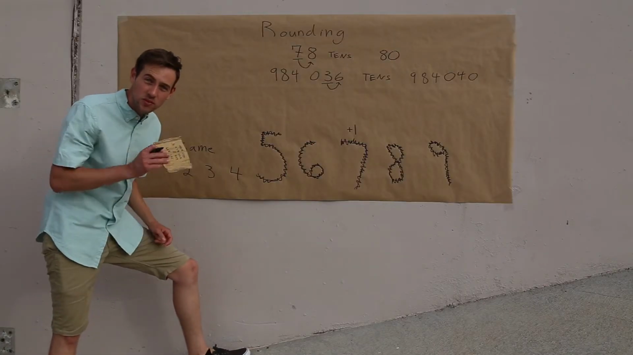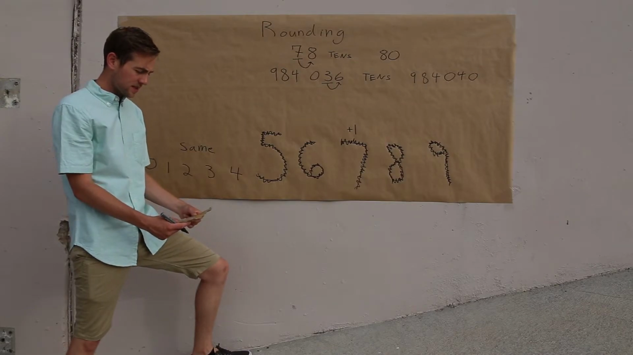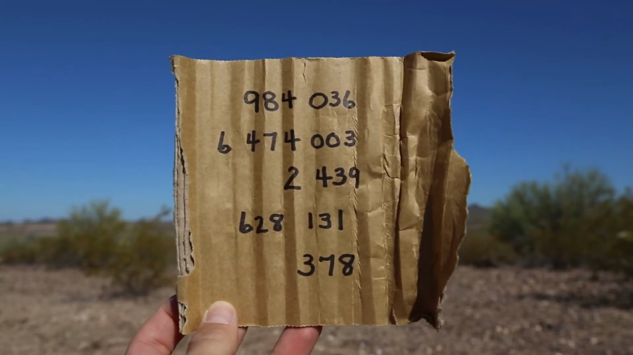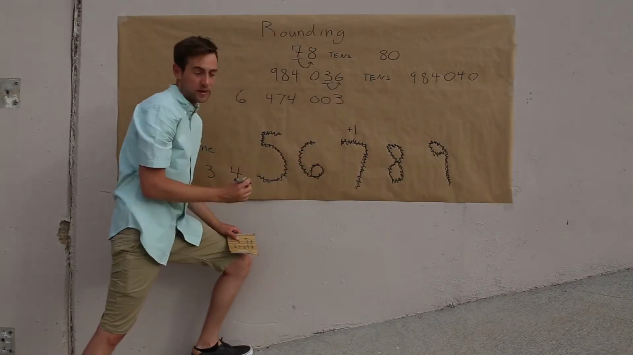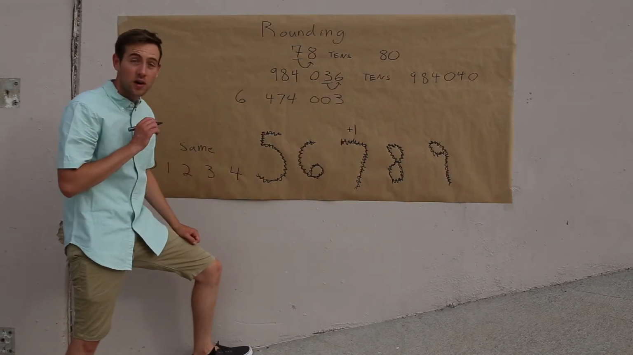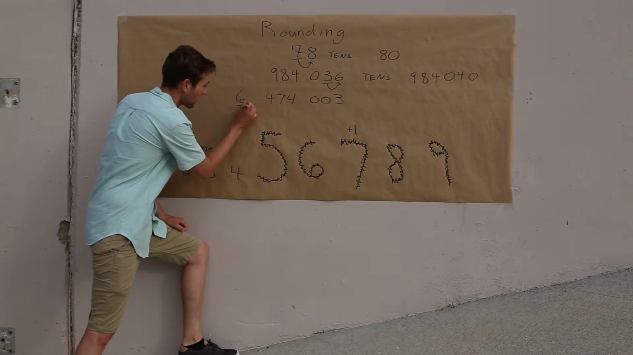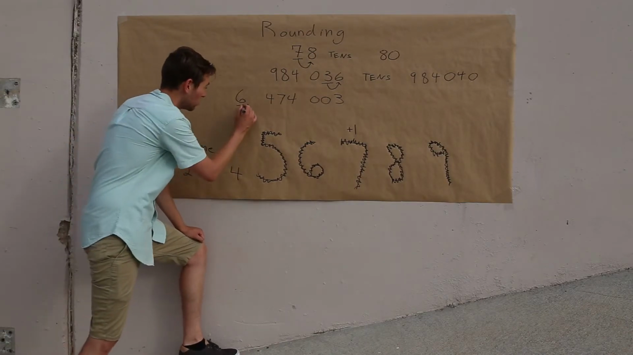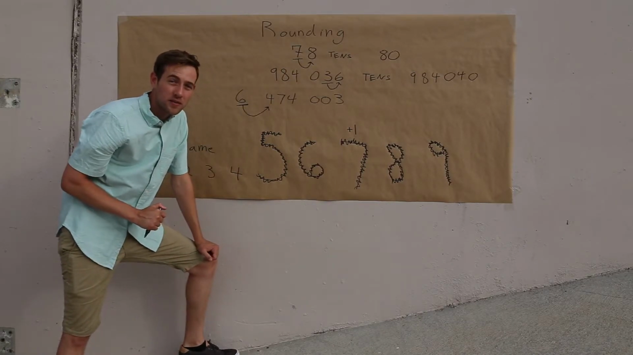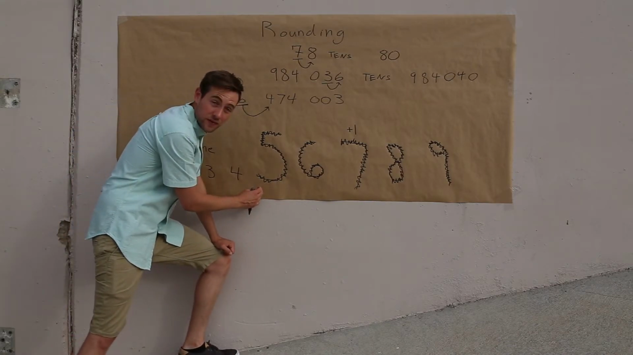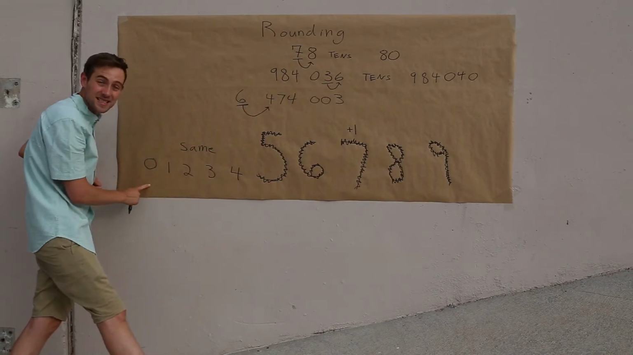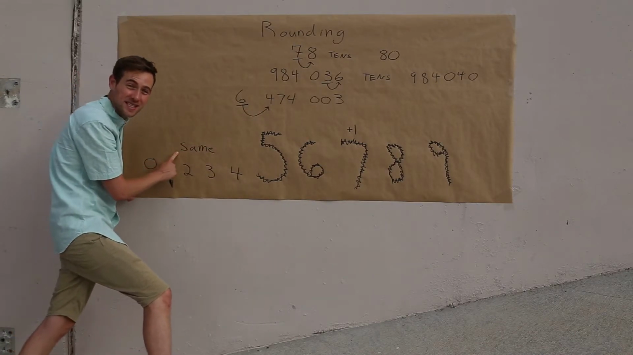Now if we take a look at the next one on the piece of paper we have here, yes, it is 6,474,003. For this problem, we're going to round to the millions place. So, underline the millions place. Look to the neighbor to the right. A long stretch over to the 4. Now we look at the 4. We have to see, is this 4 5 or greater, or is it less than 5? When we look here, 4 is less than 5, so we need to keep 6 the same.